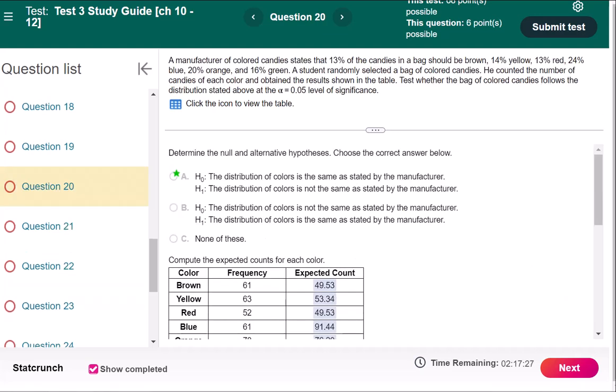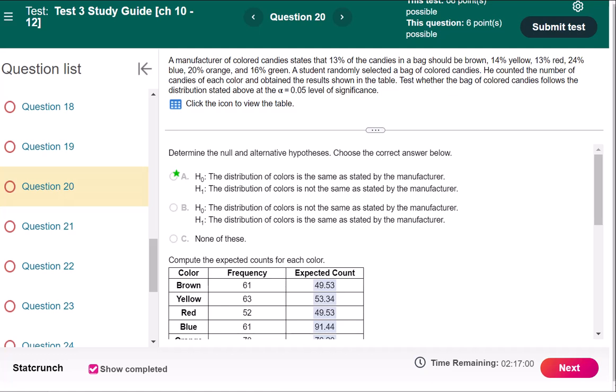A manufacturer of colored candy states that 13% of the candies should be brown, 14% yellow, 13% red, 24% blue, 20% orange, 16% green. A student randomly selected a bag of colored candy. He counted the number of candies of each color and obtained the results shown in the table. Test whether the bag of colored candies follows the distribution stated above. This is, guys, section 12.1. It's a goodness of fit test.